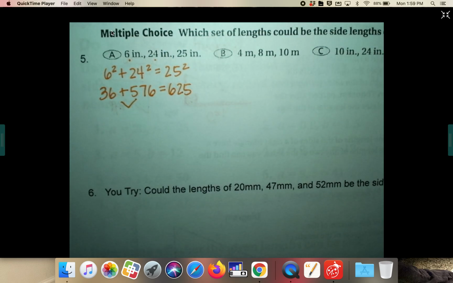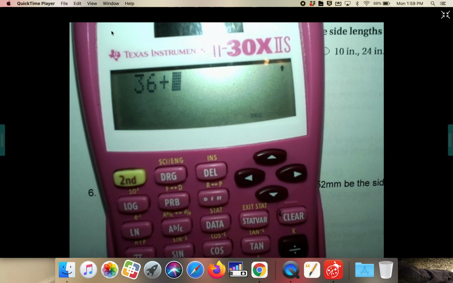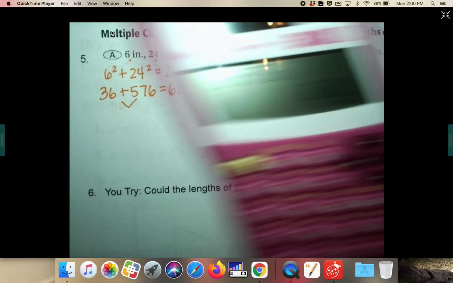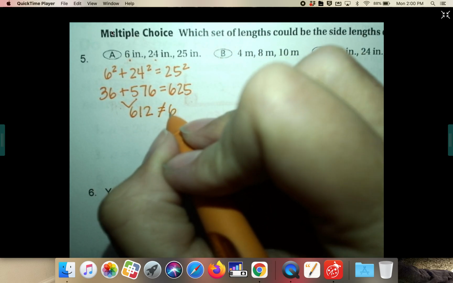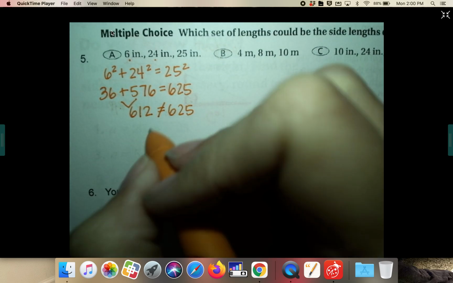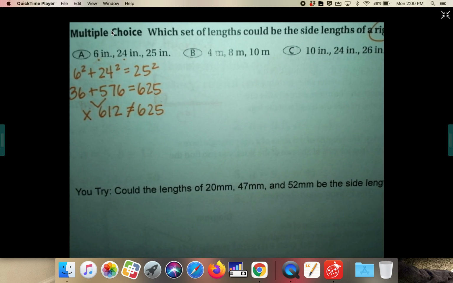All right, so does 36 plus 576 exactly equal 625? 36 plus 576 equals 612. So 612 does not equal 625. So this one is not the right triangle. All right, let's try the next one.